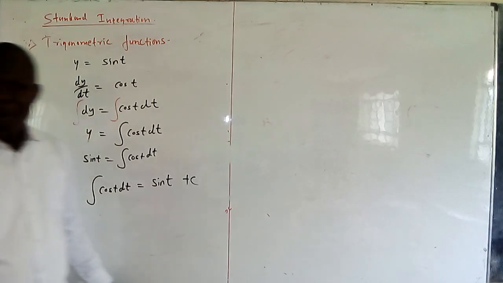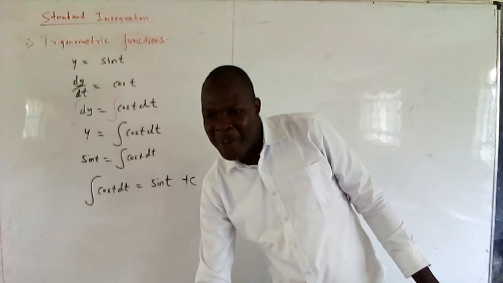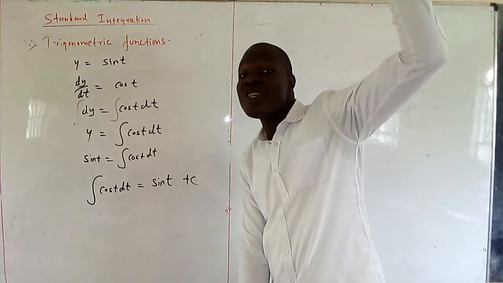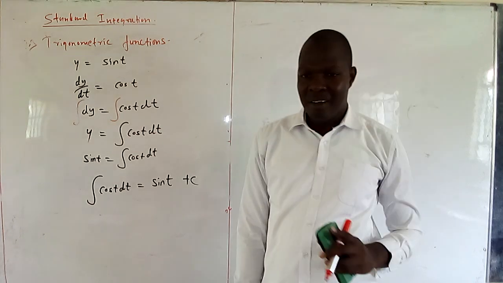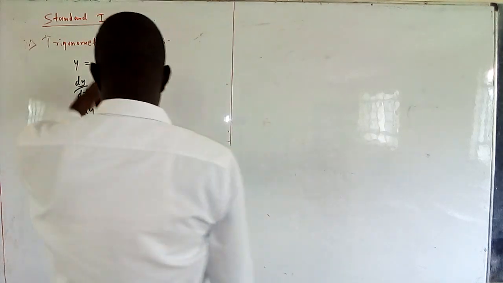So you can see it is the opposite. When you are differentiating cos, you are getting a negative sign. Are you seeing? But now when you are integrating cos, the sign changes. You get a positive sign. Have you seen the scenario? The sign changes.